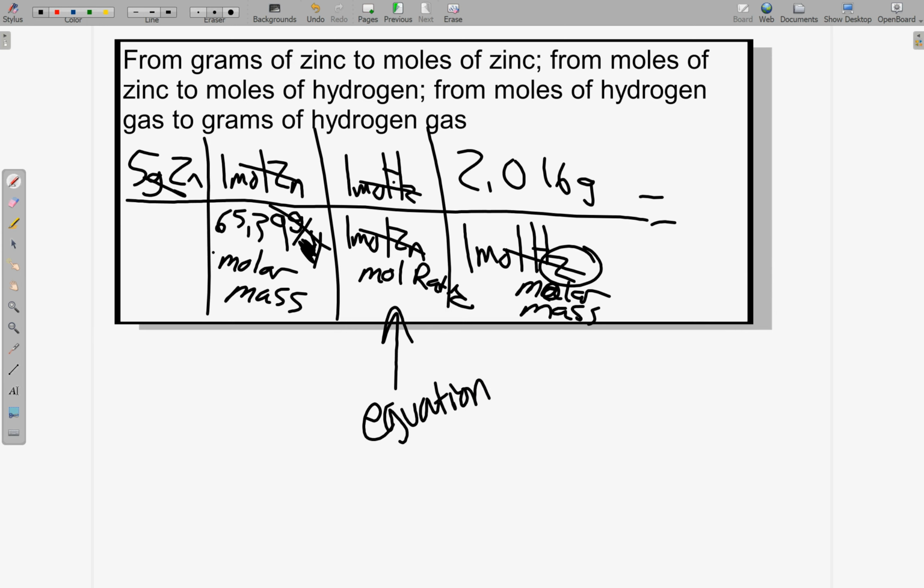That should be a Q, not a G. All right, and that's the last one. That is the chemistry review from the quiz.